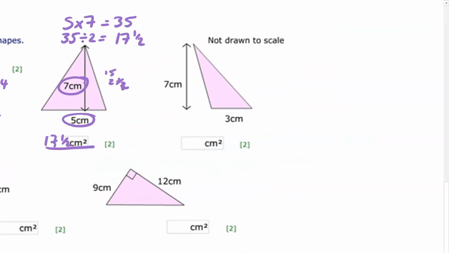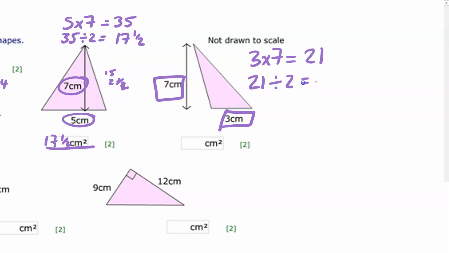This one. How wide is it? 3. How tall is it? 7. Pretend it's a rectangle, do 3 by 7. That's 21. It's a triangle, so you half it. So half of 20 is 10, half of 1 is 0.5, so that's 10.5. Okay, 10.5. Actually, I'm going to put that one as 0.5, because it doesn't matter.